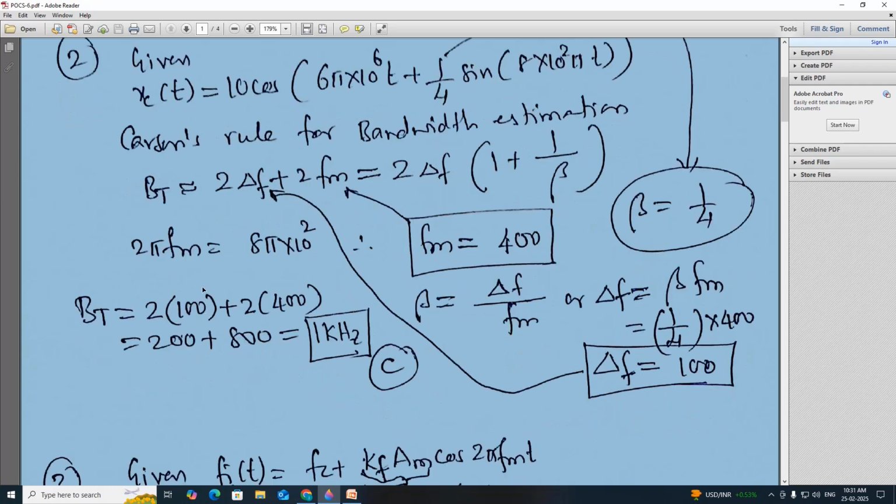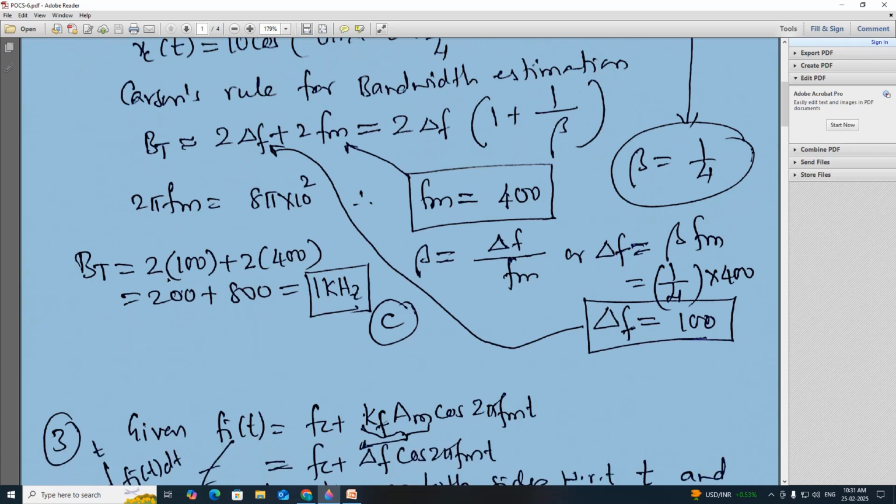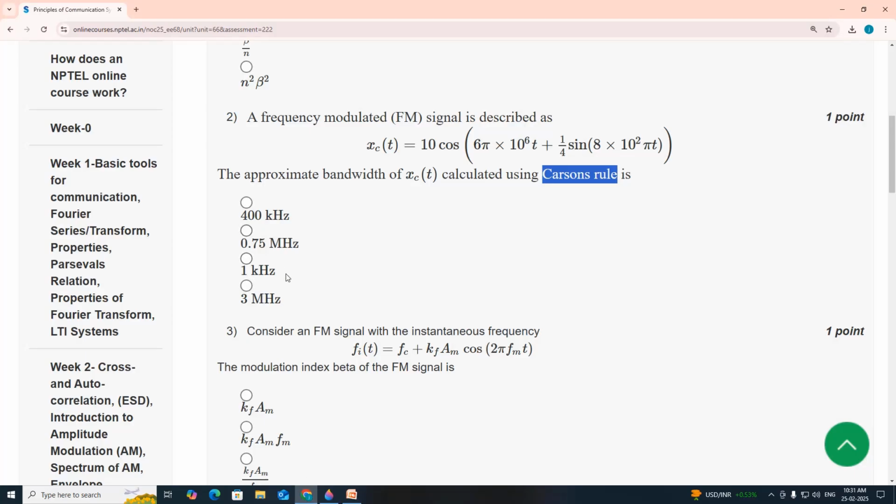What will we get? I have shown here how to calculate delta F and how to find FM. 2 pi FM equals 8 pi times 10 power 8. So pi cancels and FM equals 800 by 2, that is equal to 400. After substitution of delta F equal to 100 and FM equal to 400, we are getting 1 kilohertz. Option C.